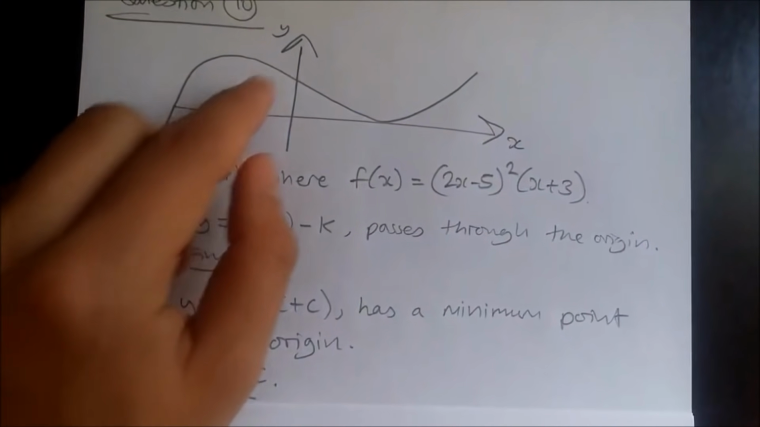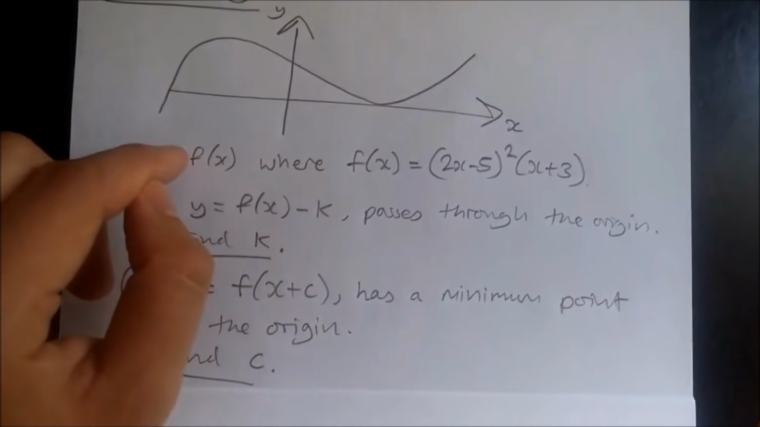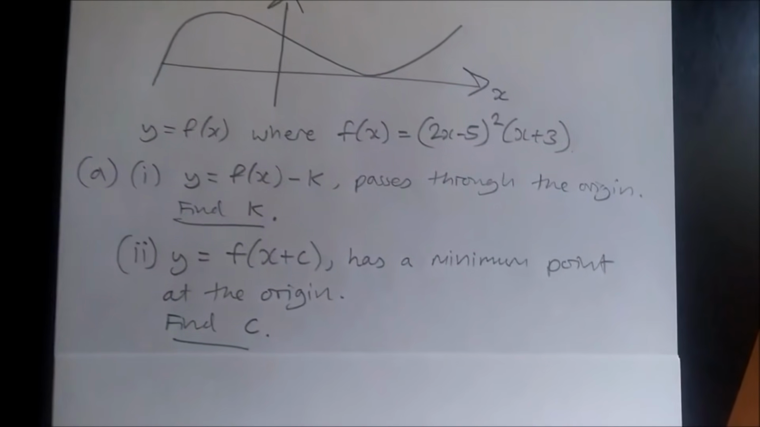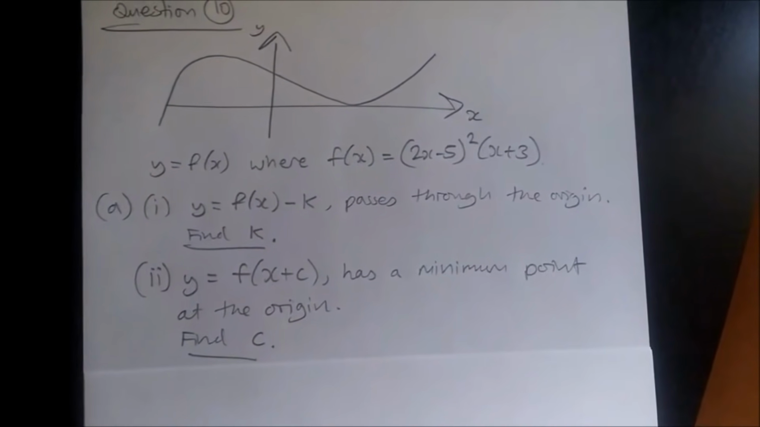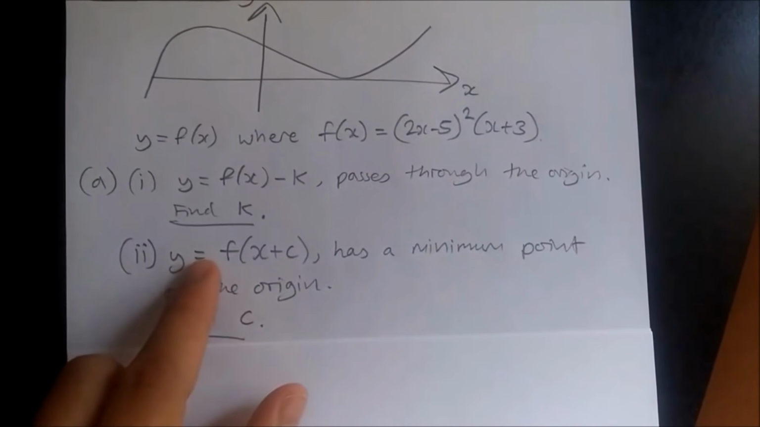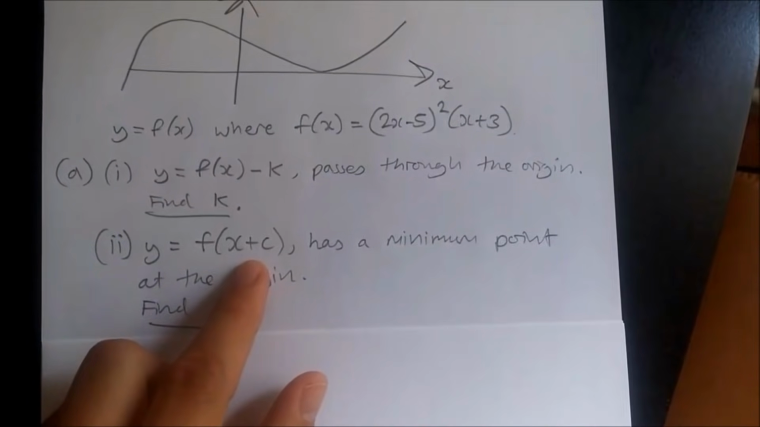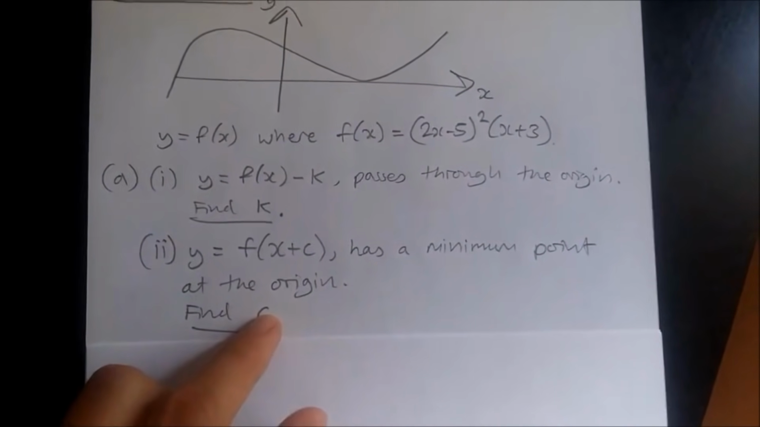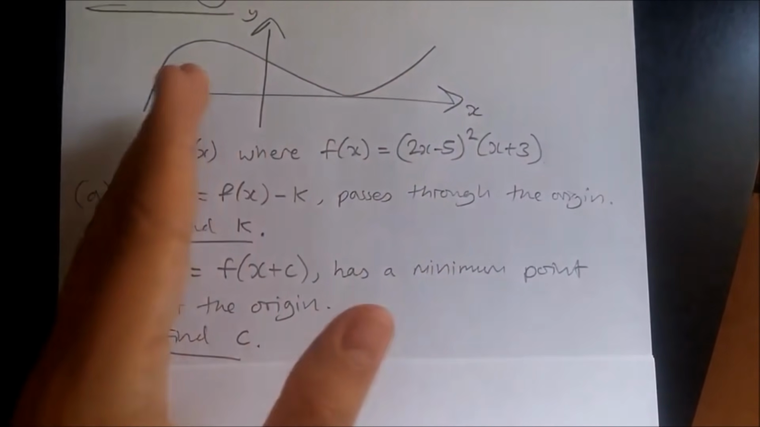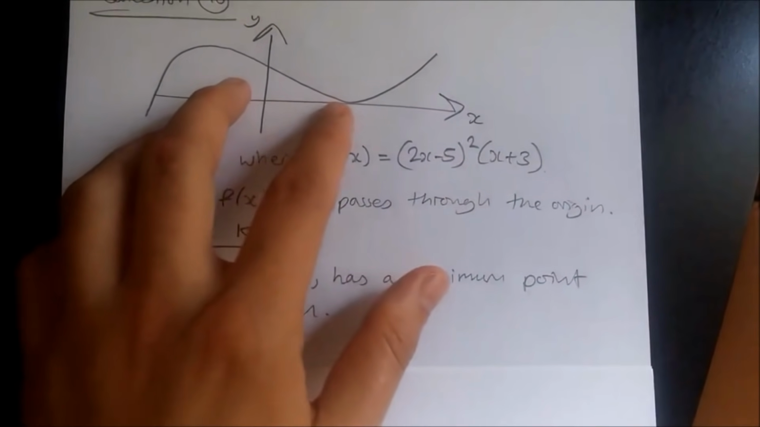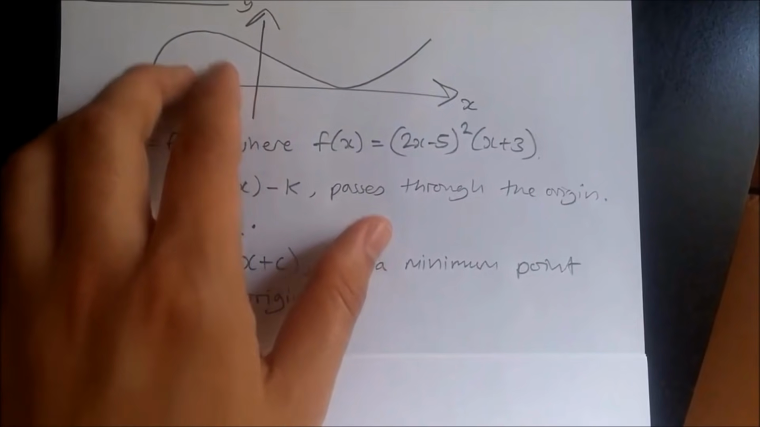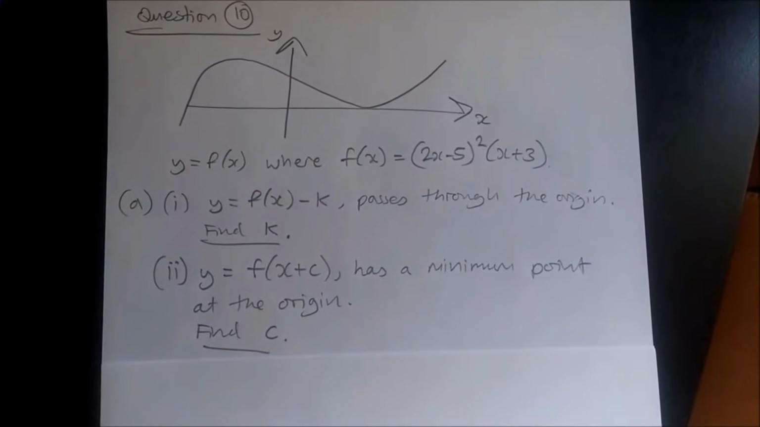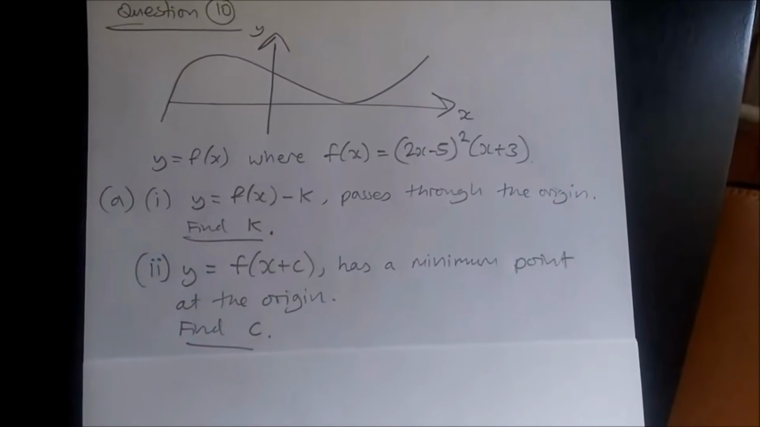So we know that this curve cuts through here, so we can say that this shape is now like this, cutting through this point. Okay, so here we have to find k. We're also given another curve, y equals f(x) plus c, and it has a minimum point at the origin. So we know we have to shift this to the left, and then we find out that the turning point is over there. So again, this will cut through, in some cases, the origin too. So without further ado, let's have a crack.